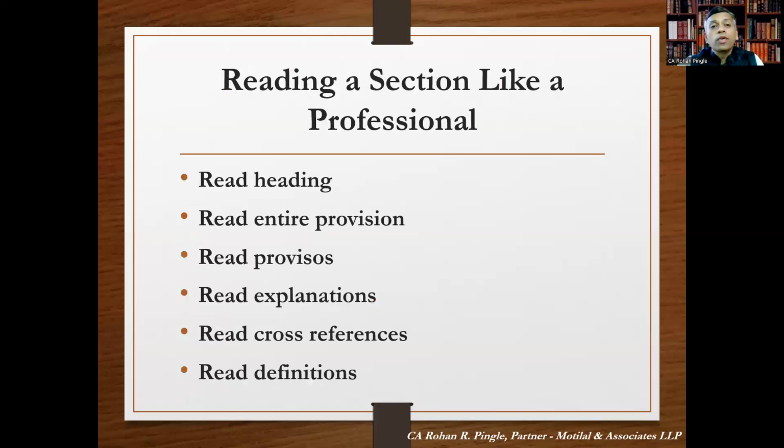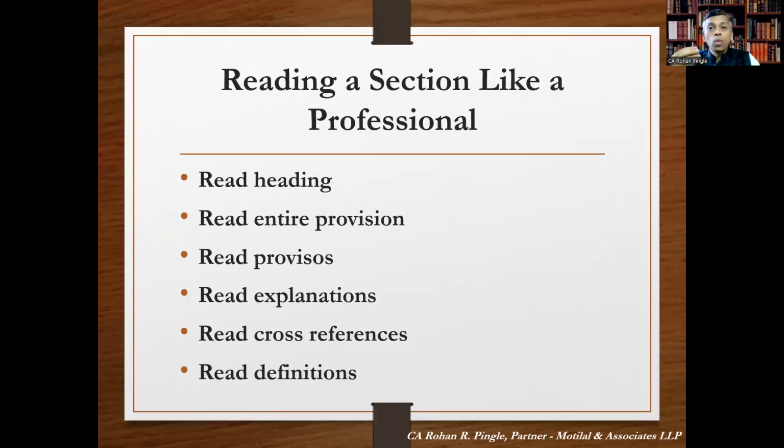Reading a section like a professional. Very, very important. One of the biggest mistakes students or professionals make is reading only the first sentence of the section. Professional reading follows a disciplined approach, step by step. Step one, read the heading, as it gives the legislative context. Then read the complete section without interruption, and read every proviso. The earlier step, that is, reading the complete section without interruption, is also very much important.